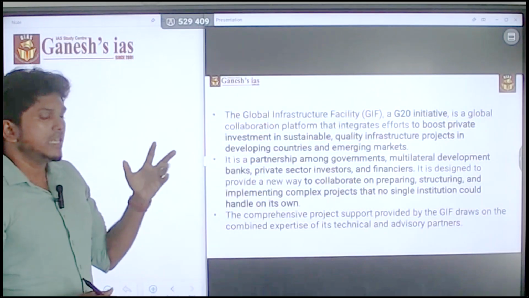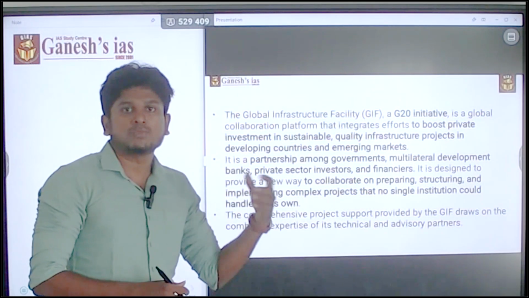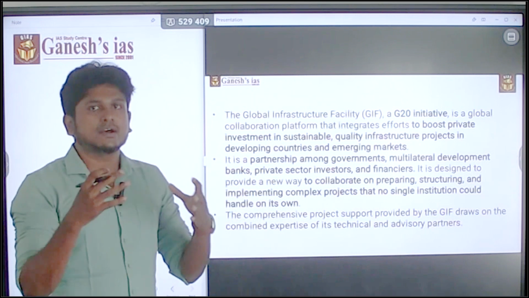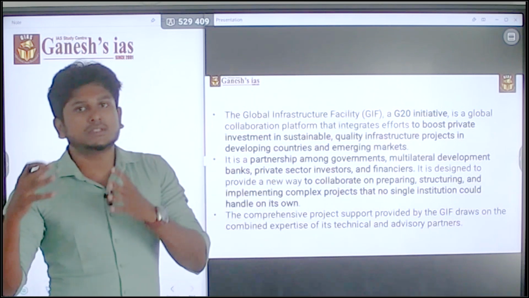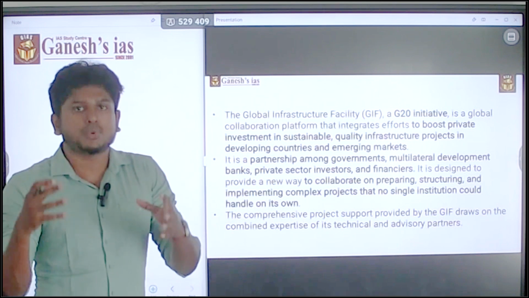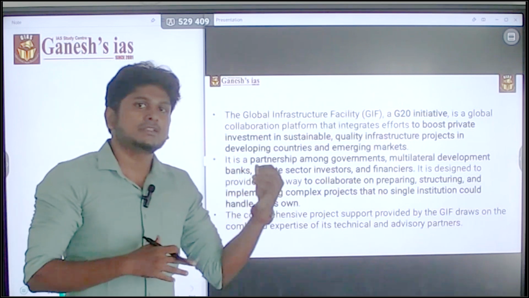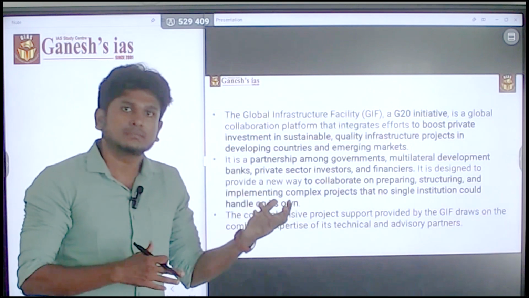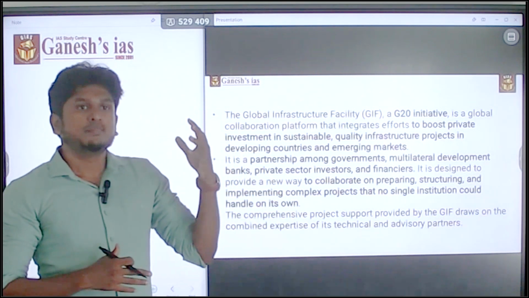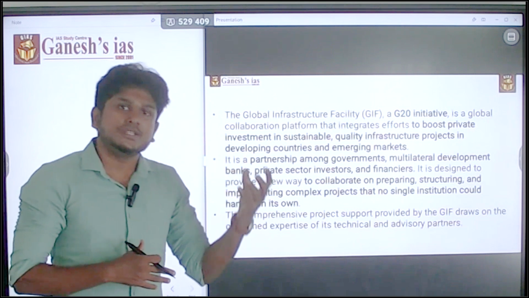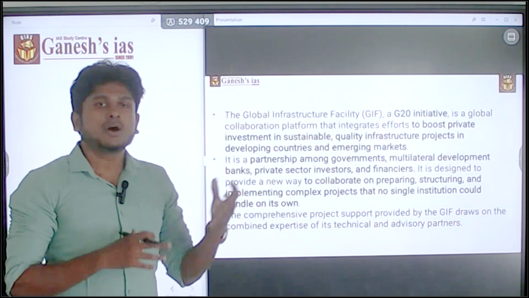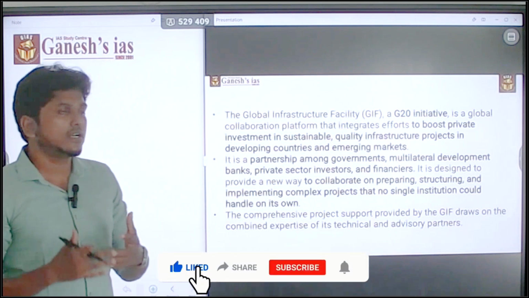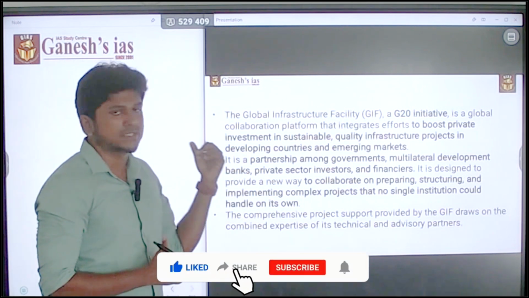Even if the government is ready to do a certain project, they may not have that many ideas or the creativity to implement that project, to construct it. So for that they need certain help, or else transfer of technology from other countries, or the best engineers, or else they need more money to be spent. So for that only they created this Global Infrastructure Facility.